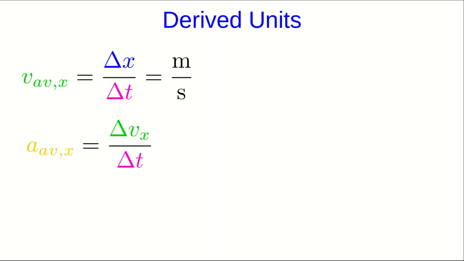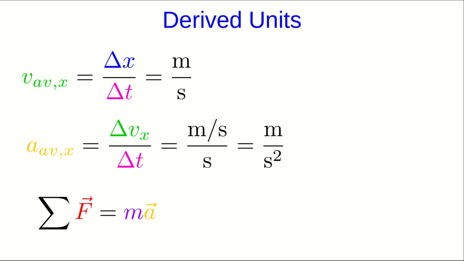Similarly, an acceleration is always a change in velocity divided by a time interval. We already know velocities are in meters per second and times are in seconds, and so that gives us meters per second squared. A force can be related to a mass times an acceleration. A mass is in kilograms, and we already know an acceleration is meters per second squared, and so that gives us the units of force.